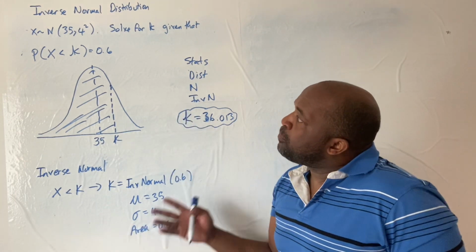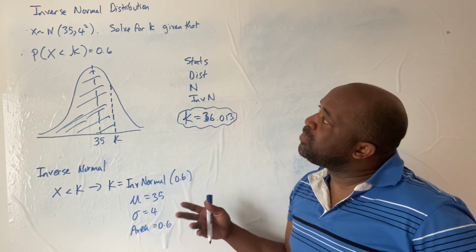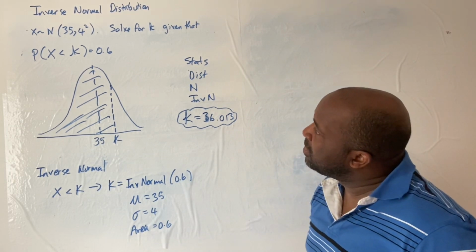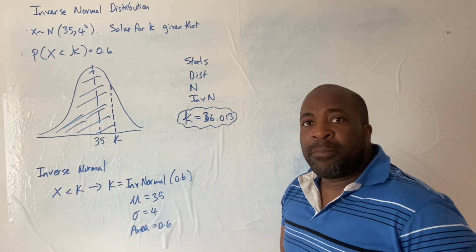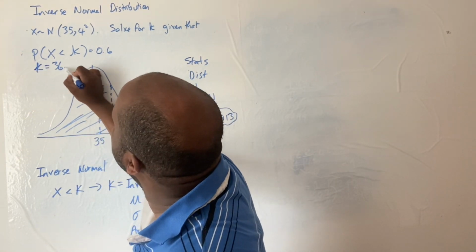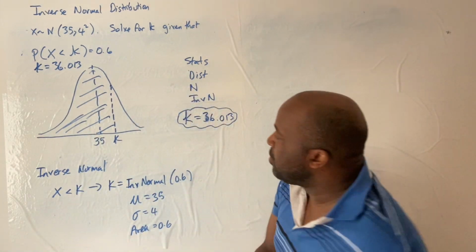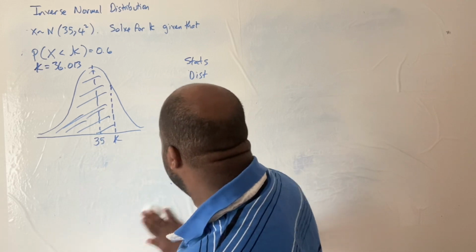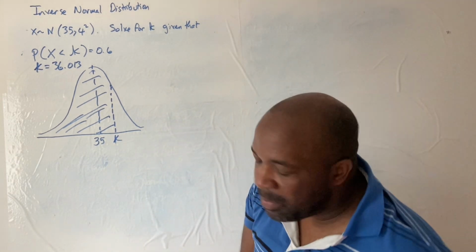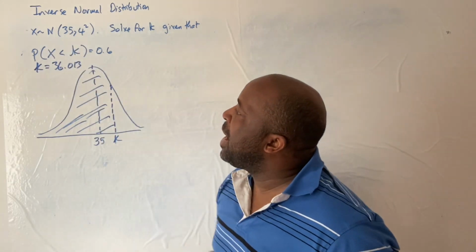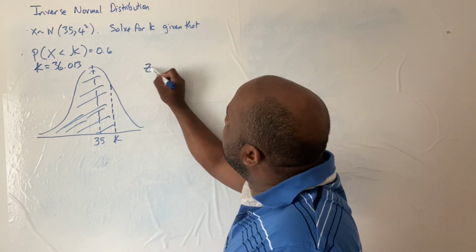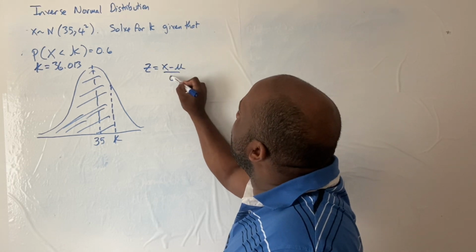Now, this is the most direct approach for solving this type of inverse normal distribution problem, where you're given the probability, but you're given an unknown x value that needs to be determined. Again, we can use a tabular approach, and let's walk through the tabular approach, and we'll put the solution here that we can check against, 36.013. So in order to use the tabular approach, we'll need to convert this to Z statistics rather than X statistics. So we're going to use the fact that Z is equal to X minus mu over sigma.